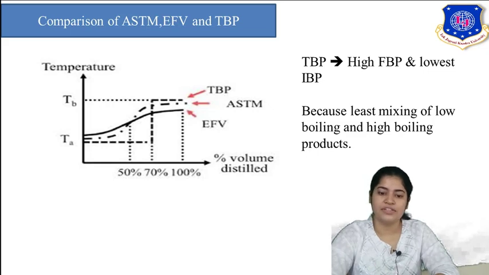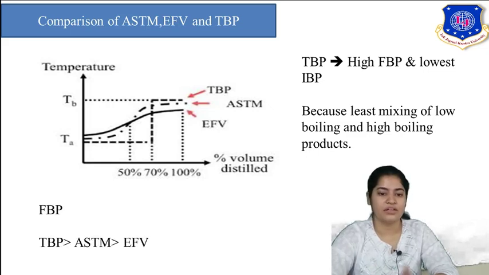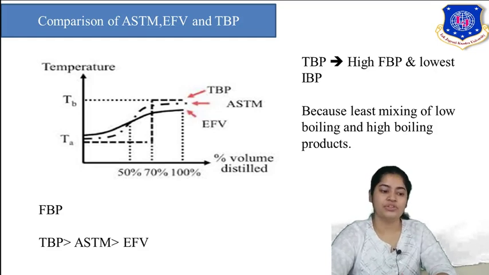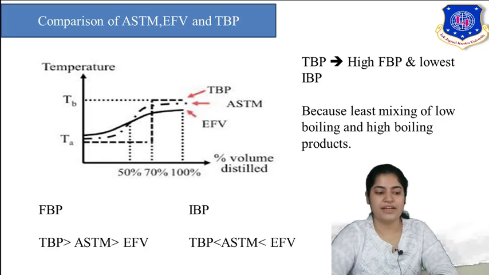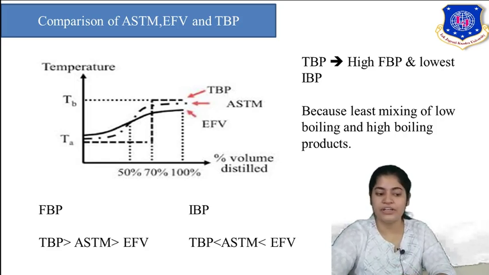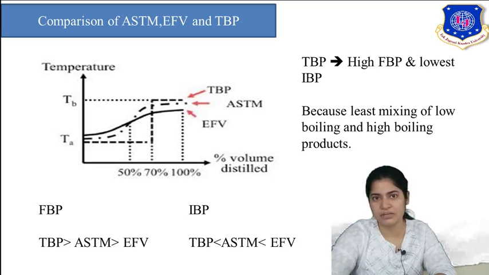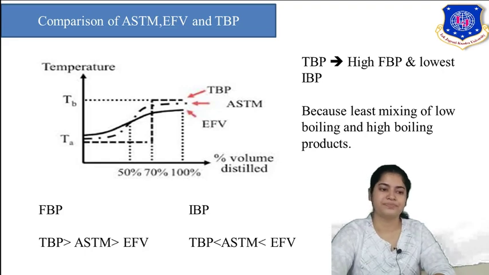Okay, because of least mixing, you can see TBP gives you the high final boiling point and the lowest IBP. So you can see the comparison for final boiling point: the final boiling point in TBP analysis is more than ASTM, which is more than EFV. Whereas for initial boiling point, TBP gives the minimum value, then ASTM, followed by EFV.